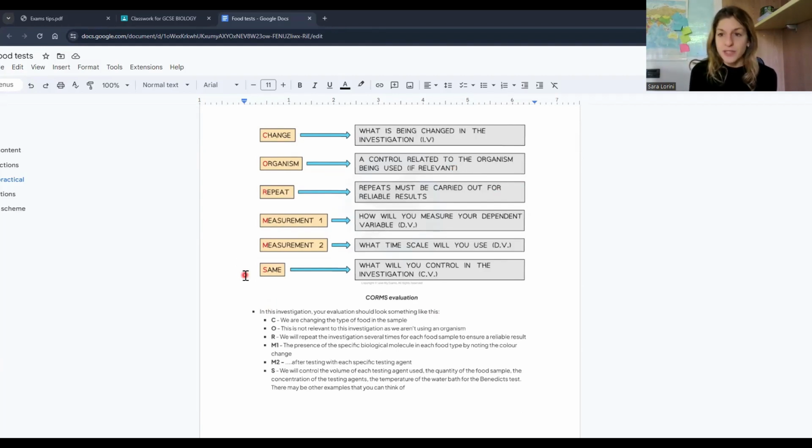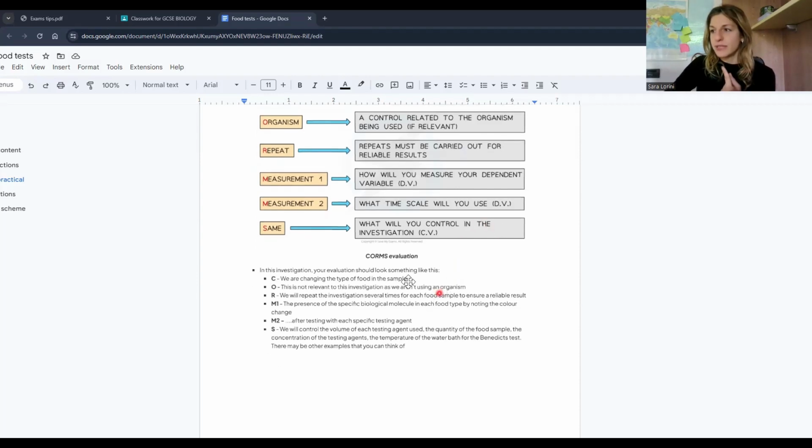Now, some of you may be familiar with the CORMS evaluation, some of you won't. But I still think it's one of the best ways to do an investigation and to make sure you get all the points down. So always think about the change of what you're investigating, the organism, whatever you are investigating, which is the sample. Repeats always must be mentioned. The measurement, how you will measure your dependent variable, what time scale you will use if that's relevant, and then the same, which is the control variables, okay? Some of you may just be familiar with dependent, independent, control variables. This is another way to make sure you always mention the repeats and always think about your sample, okay?